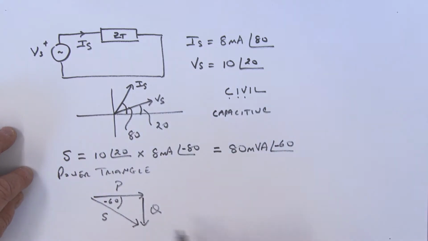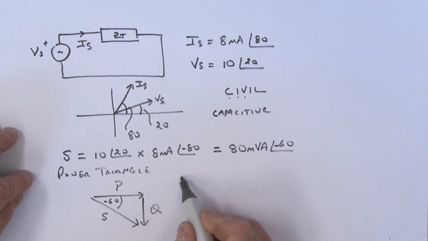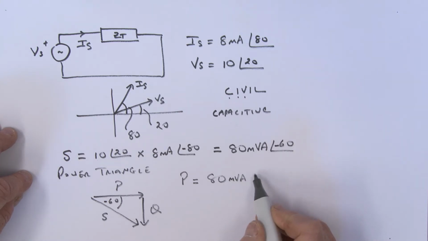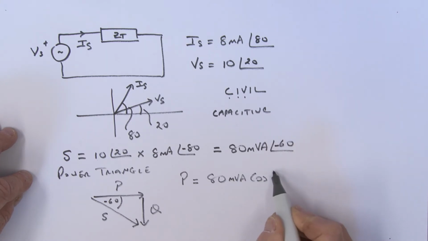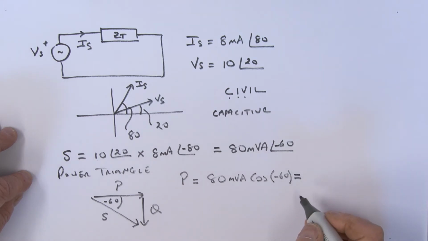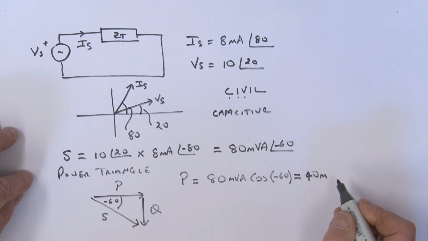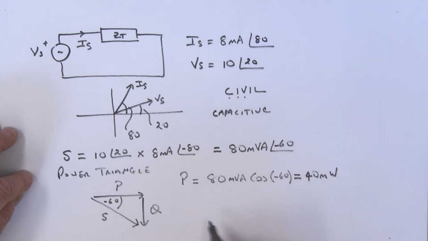Okay? So knowing this triangle now, or knowing the power factor, we can say that the true power is equal to what? It's equal to the 80 milli-VA multiplied by the cosine of this minus 60. And if we work that out, that is what? That is 40 milli, and of course the unit being watts.